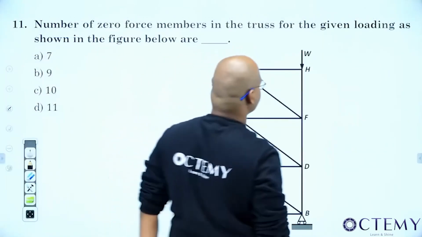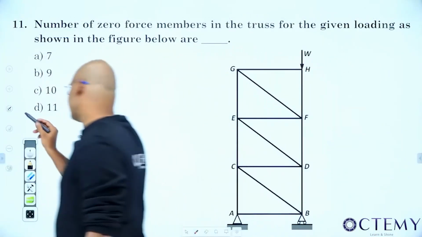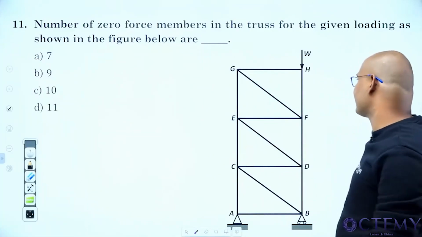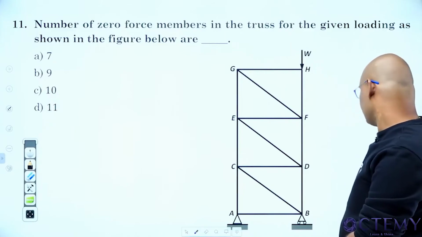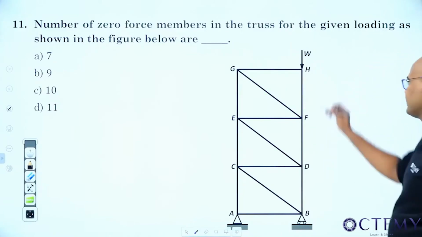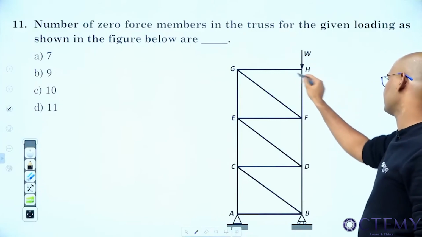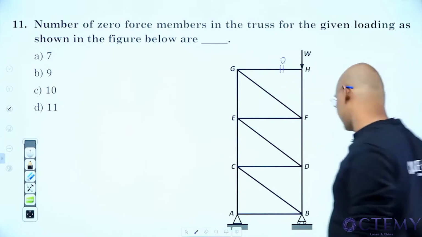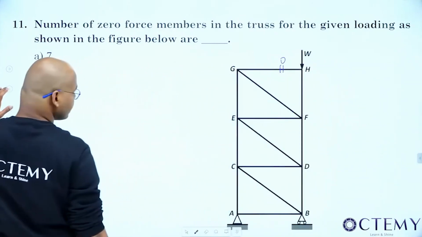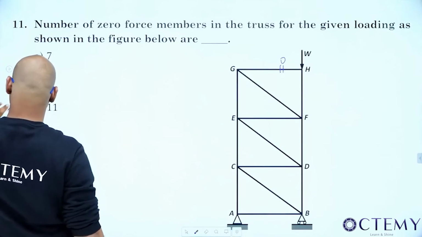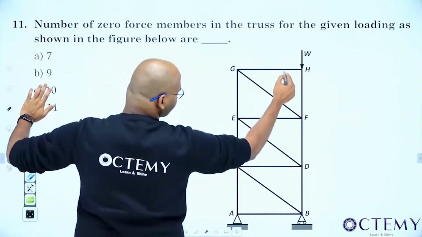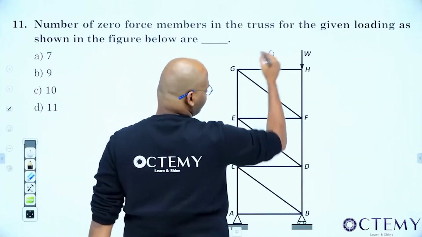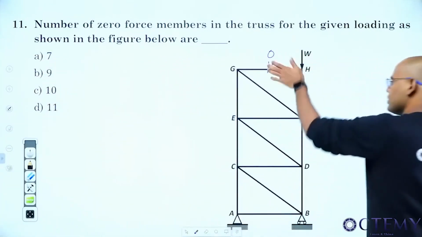Number of zero force members in the truss for the given loading is. See where I can start: where there are only 3 members, two in line. Only one place is there. See this place. What is happening at this place? These two are in line, so the third member will become 0, right? So this is 0. So this is gone.